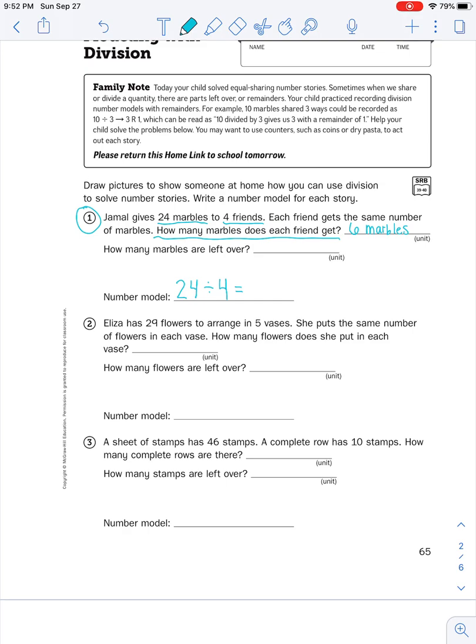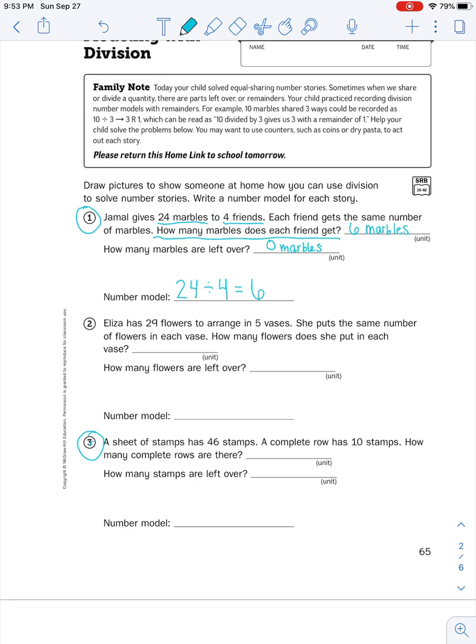Make sure you put that unit or whatever it is that you're talking about. Did we have any marbles left over, or did we get exactly to 24? Yeah, we got exactly to 24, so we don't have any marbles left over. So you would just put 0 marbles. Okay, and then now I can fill in what it equals because I know what the answer is. So put 6 here.